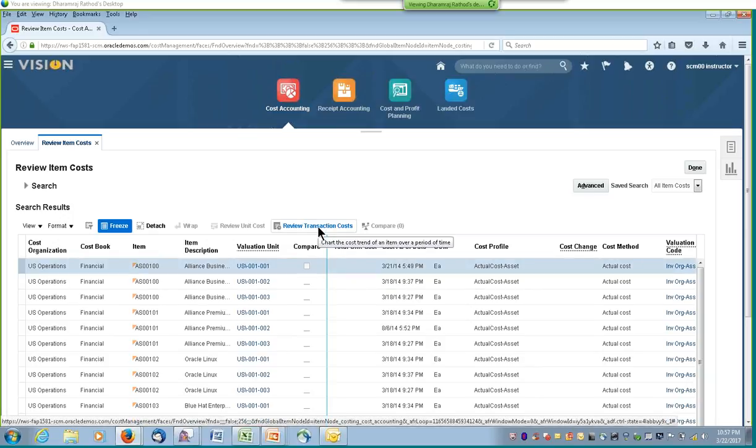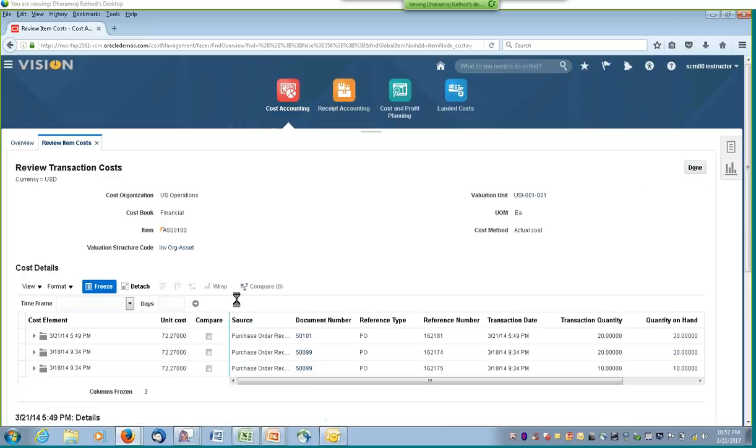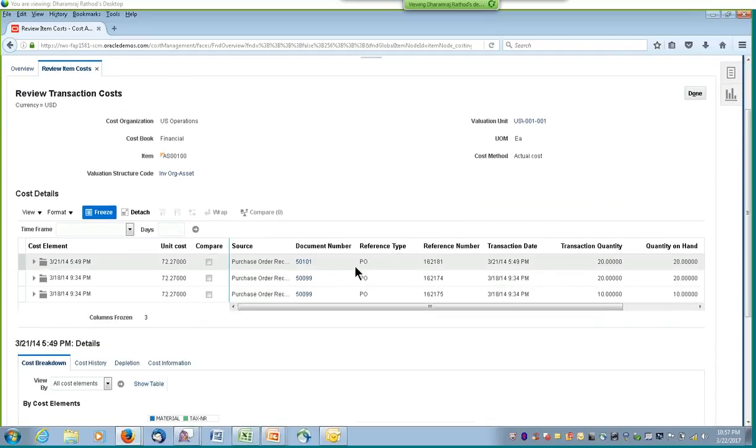So what I'll have to do is review the transaction cost. When I go over review transaction cost, I'll be able to look at the cost. There are transactions which have happened on these dates. So these are the actual cost, and it says that actual PO is received. So we have received PO, and this is the actual cost of this layer. Basically, we store the cost at the receipt layer. So for this receipt, this is my unit cost, and whenever I deplete it, I will deplete it from the receipt layer.